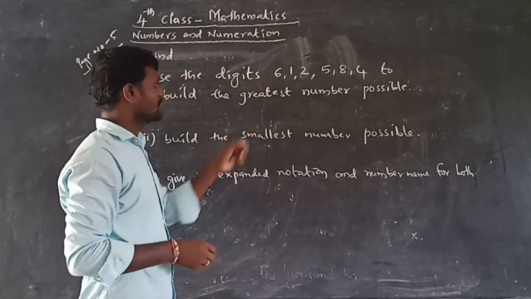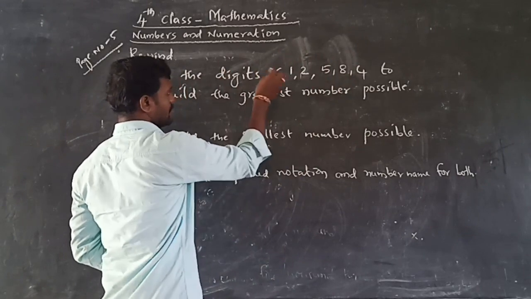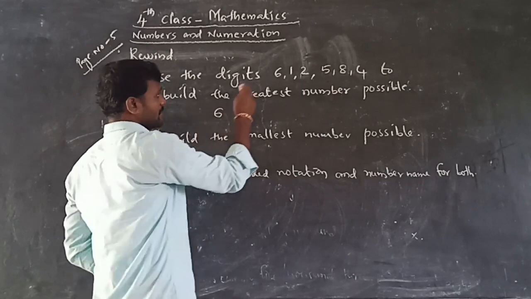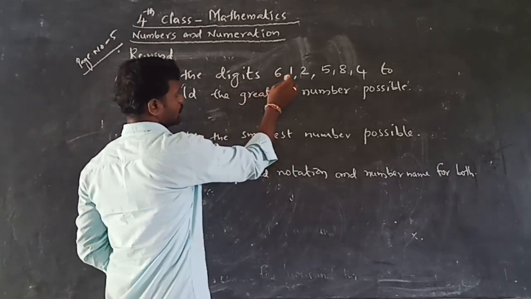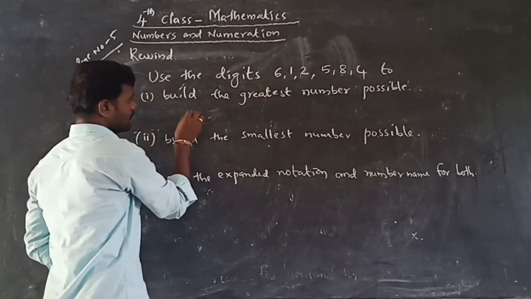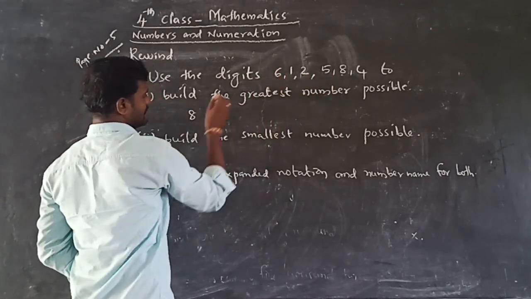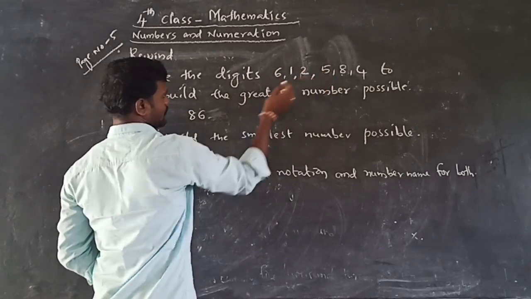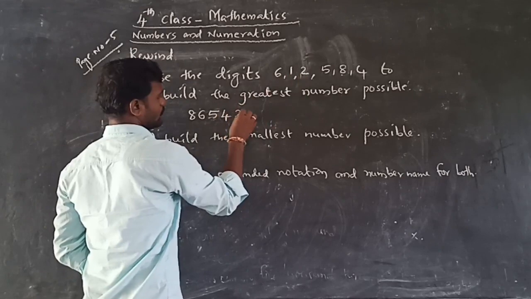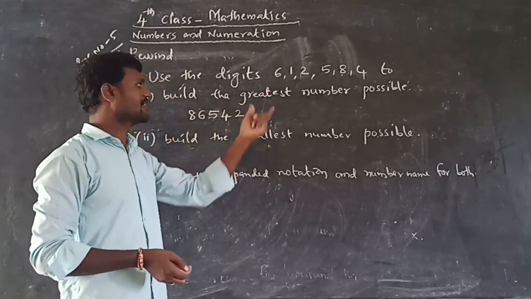So to write the greatest number, first write the greatest of these. 6, 1, 2, 5, 8, 4. What is the biggest number in this? 8. So write 8. Next, after 8, the next one is 6. Next one is 5. Next 4. Next one 2. Next one 1. So write from bigger number to smaller number like this.